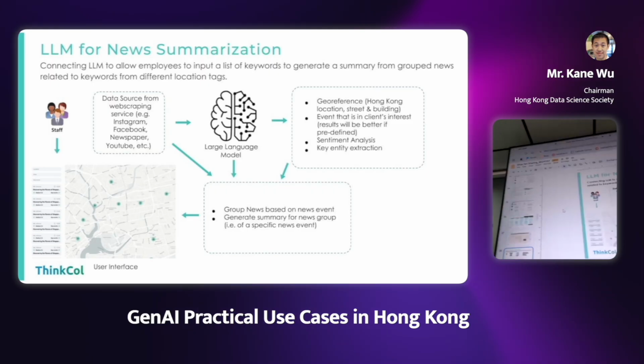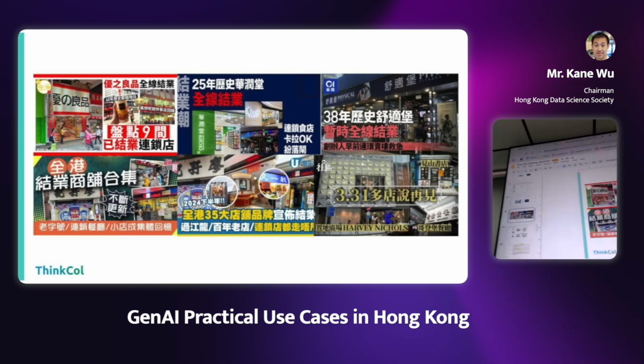So another case I want to talk about is news summarization. So right now, one of the problems we have is that we have a lot of news, and with news, we get overloaded because there's just so much news out there. So one of the companies we worked with is a mall, a property conglomerate, and they wanted to figure out which malls, which stores would go bankrupt before they go bankrupt.